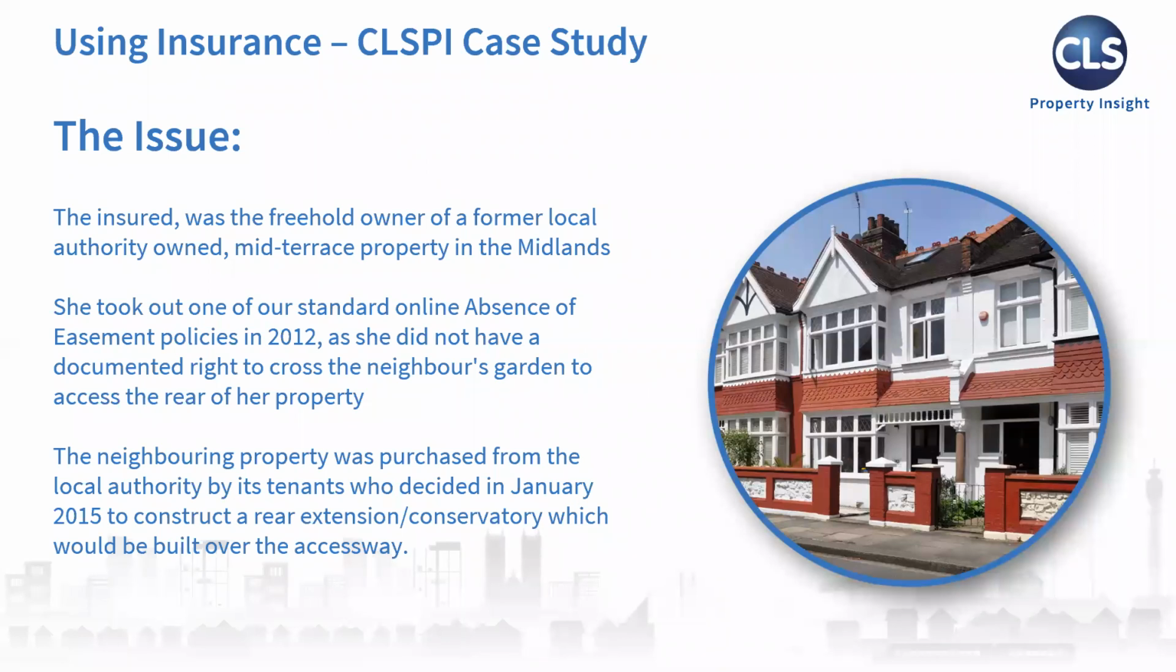We'll now look at a case study where CLS insurance was used in an easement case. The insured was the freehold owner of a former local authority-owned mid-terrace property in the Midlands, and she took out one of our standard online absence of easement policies in 2012 because she did not have a documented right to cross the neighbour's garden to access the rear of her property. The access had been used uninterrupted since the late 1970s, long before our insured purchased the property. The neighbouring property was still owned by the local authority in 2012, and the same local authority had permitted the use of this access way by our insured, but it was not registered to the deeds of the insured property upon its sale.